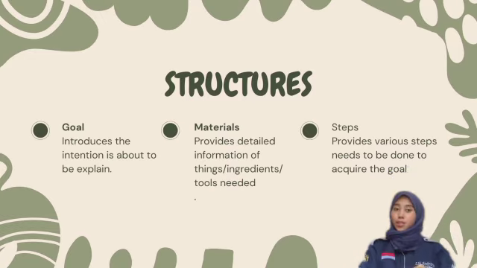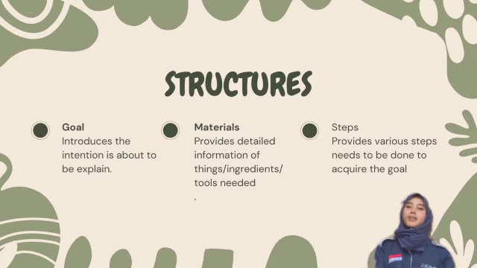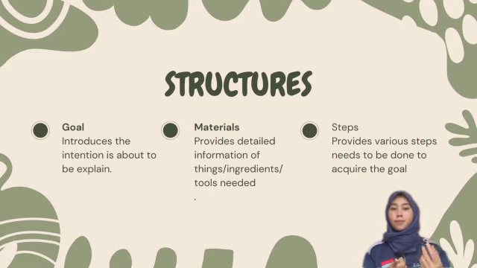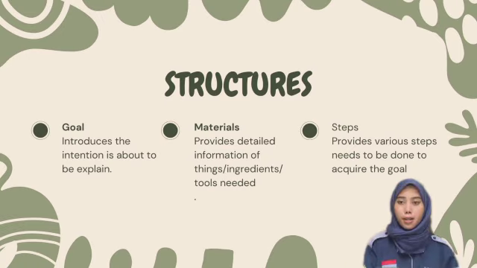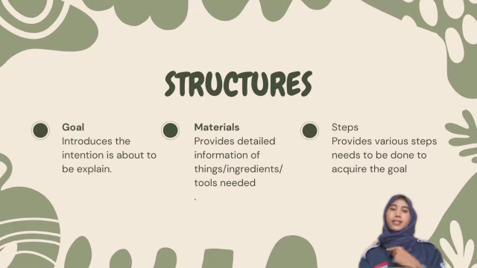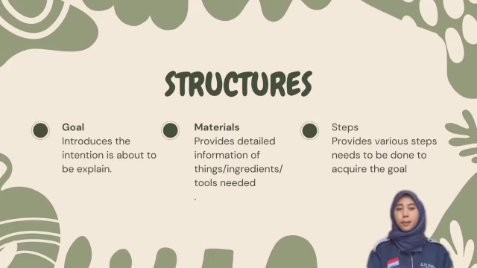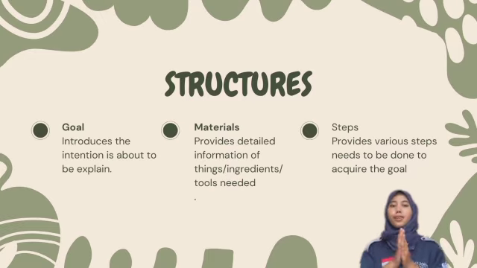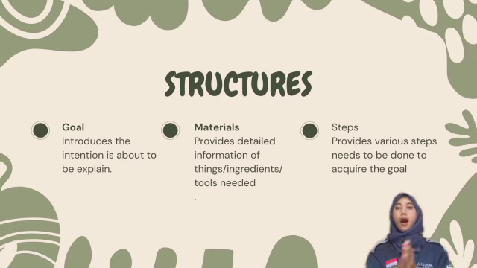And now, the structure of a procedure text. There are 3. First of all, the goal. The goal introduces us to the intention or the purpose of the text that is about to be explained, just like what we have learned before. And secondly is the materials. Materials provide a detailed explanation about what kind of tools or things or ingredients are needed in order to achieve our goal. And the last one is steps.